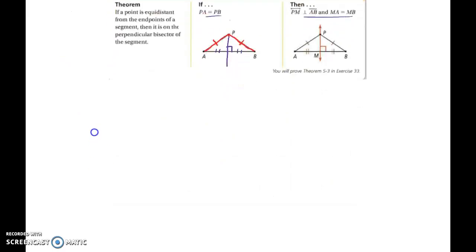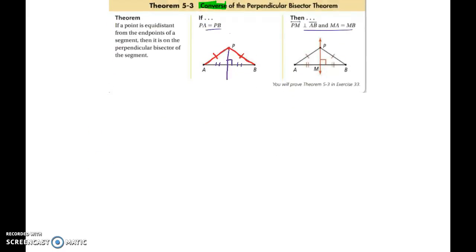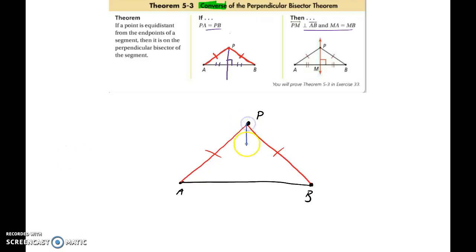Last year, some kids had a hard time with this. So if I give you this segment AB, and I have this point P, and I tell you that PA is congruent to PB, what this theorem states is it guarantees that that point P will fall on the perpendicular bisector. It doesn't mean that the only line you can draw through P is its perpendicular bisector, but it guarantees that will 100% happen.